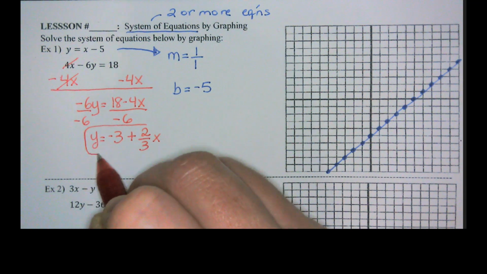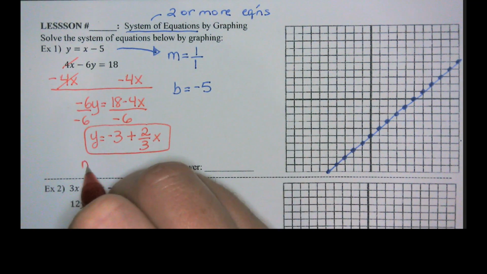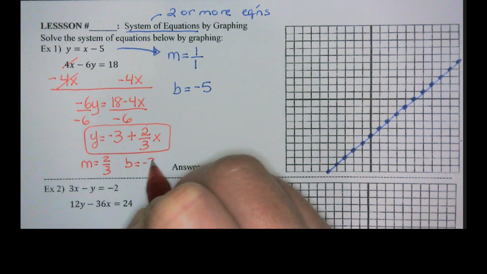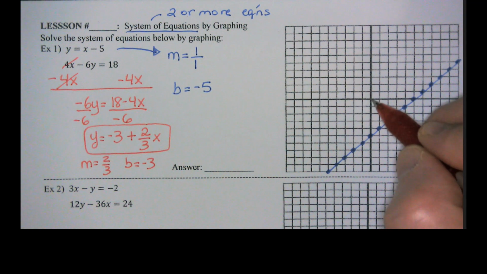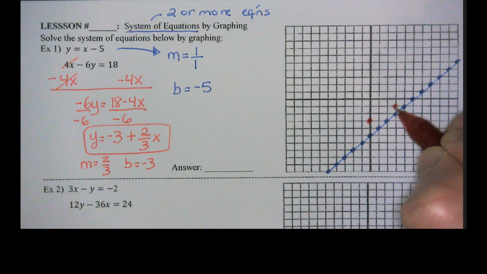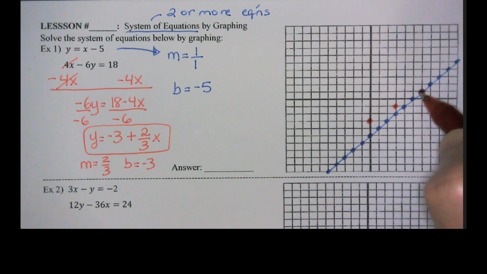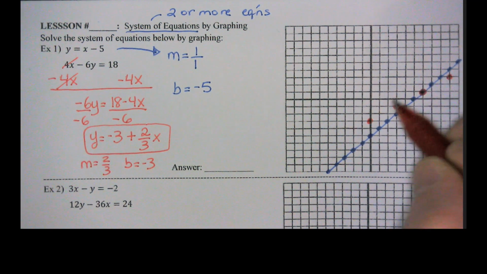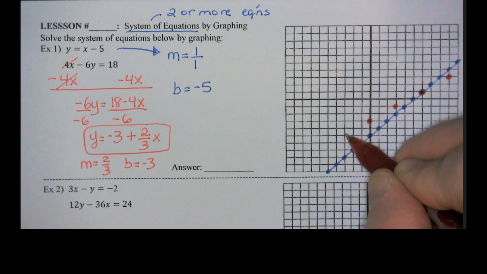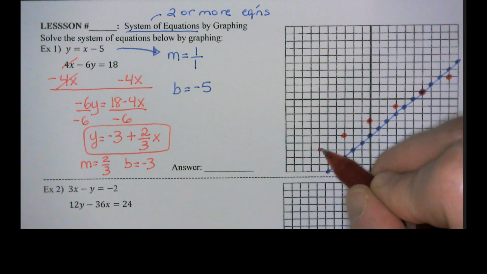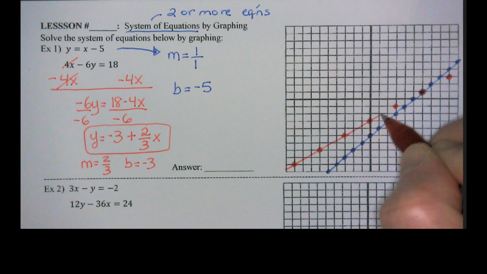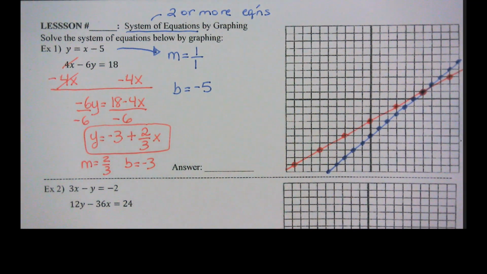So now I have the y alone, and I can identify my slope, which is 2/3, and my b is -3. So I'm going to start my graph at -3. Then I go up 2, 3 to the right, up 2, 3 to the right, up 2, 3 to the right. Once I finish the right side, I return to the starting point and I go down 2, 3 to the left, down 2, 3 to the left, down 2, 3 to the left. Once I've done that, I connect the dots and I should see a straight line formed, which I do.